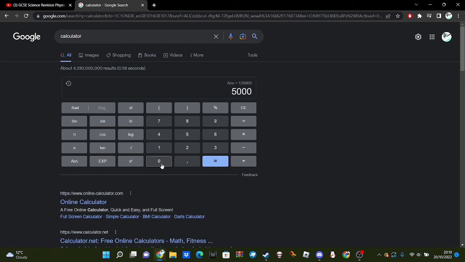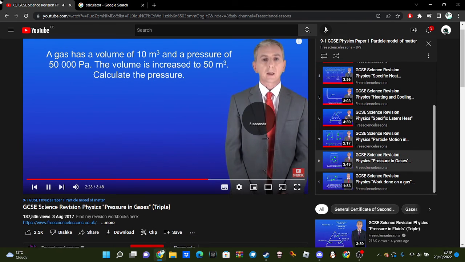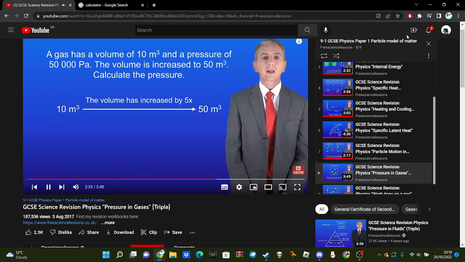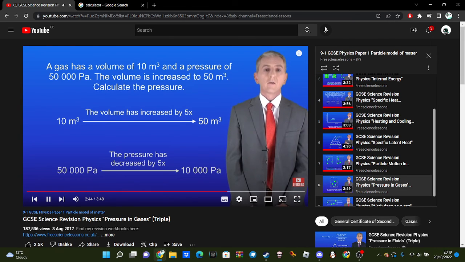This could be easy. You divide it by 5, it'd be 10,000, right? A gas has a volume of 10 meters cubed and a pressure of the pressure. Okay, we can see that the volume of the gas has increased by 5 times, from 10 times, from 50.